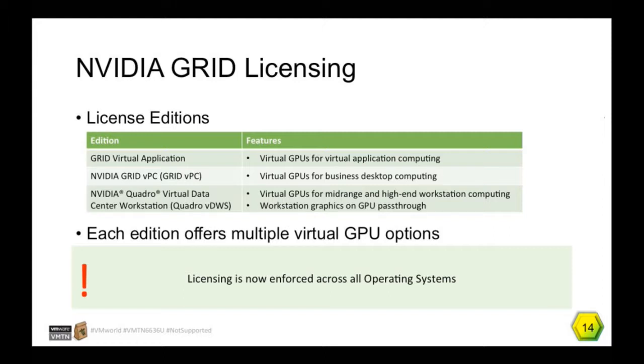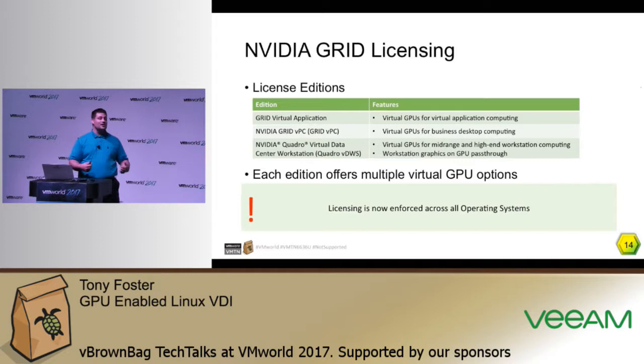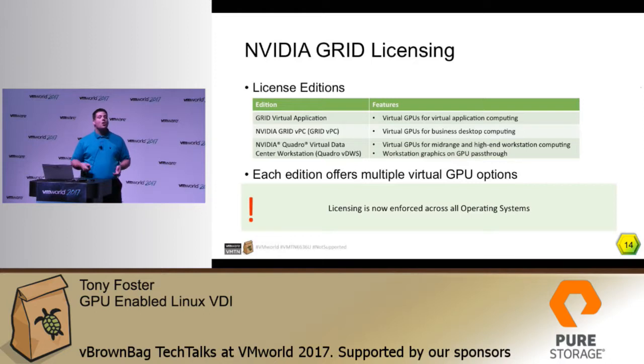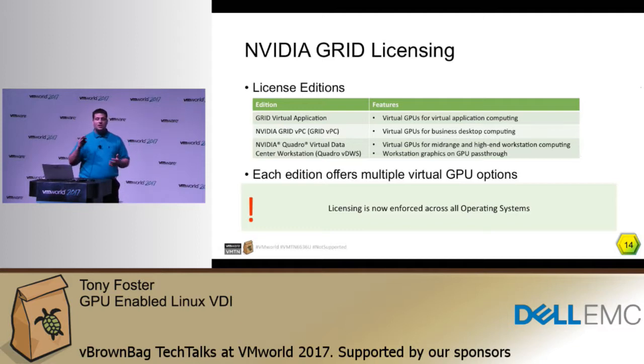We've got the virtual application, which is really where you're sharing just a single application, typically RDSH. Then you have GRID VPC, or virtual PC, which is for your standard desktop users. And then if you want to get into the insanely fast, high-performance end, you have the NVIDIA Quadro Virtual Data Center Workstations, or Quadro VDWS. Those are awesome for the mid-range and high-range applications where you have people running CAD CAM and stuff, and they want to manipulate the environment. So those are the 3 types.